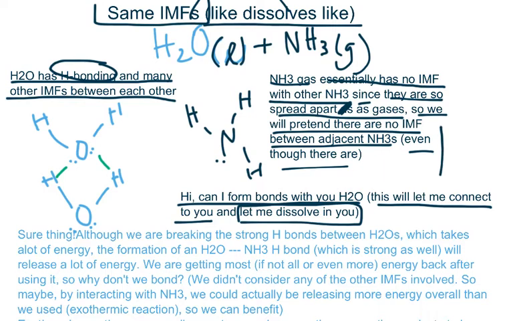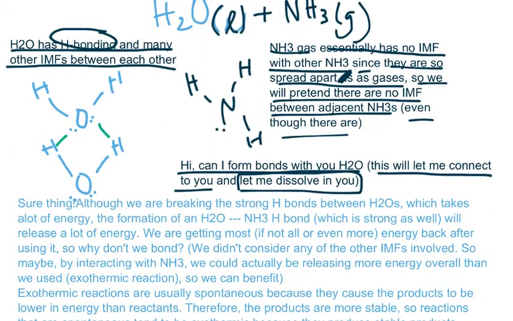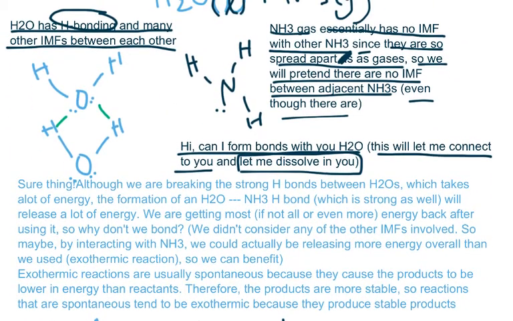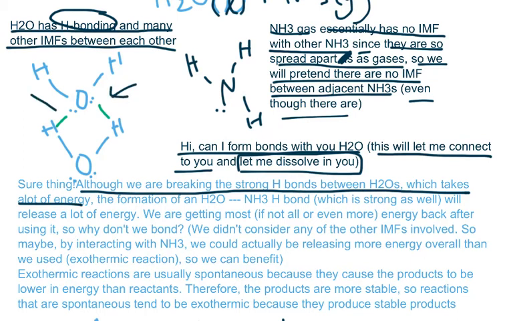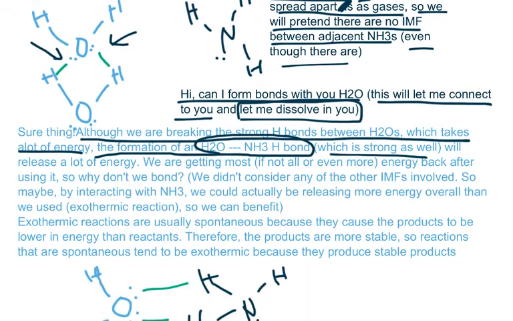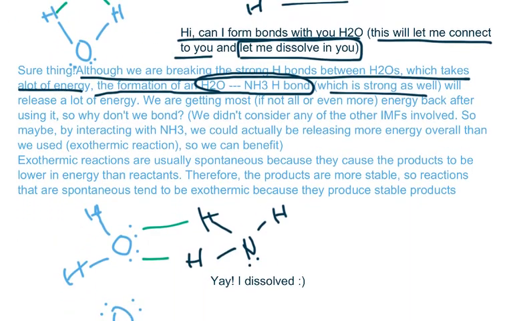So H2O has a response to this. H2O says, "Sure thing. Although we are breaking the strong H bonds between H2Os, which takes a lot of energy, so these green bonds are the H bonds that the H2Os have to break, the formation of an H2O NH3 H bond, which is strong as well." And how does that look? Well, this is an H2O NH3 H bond, as shown here in green.